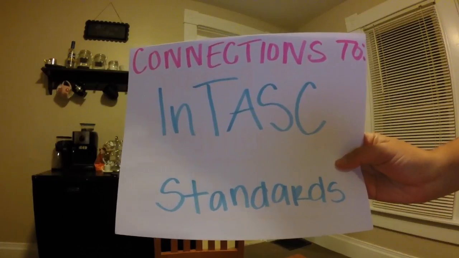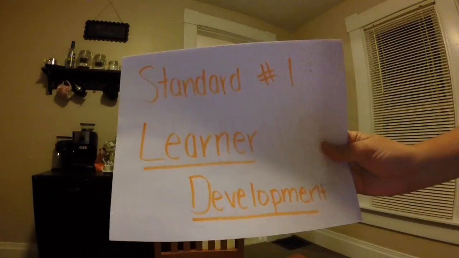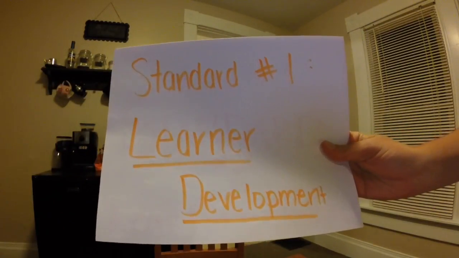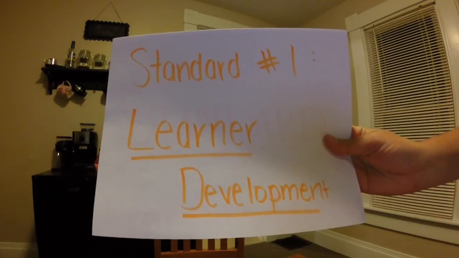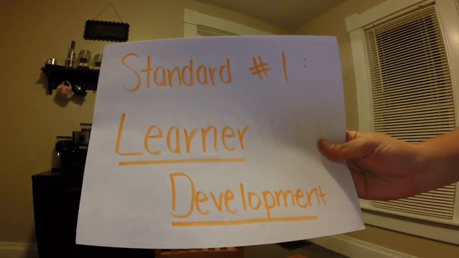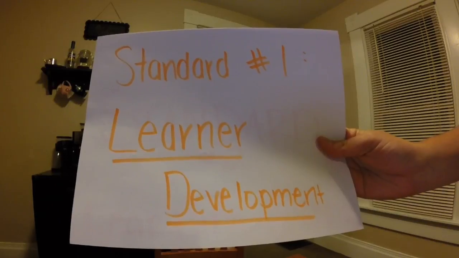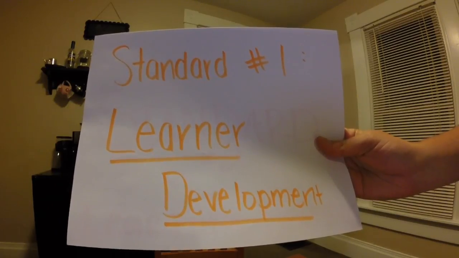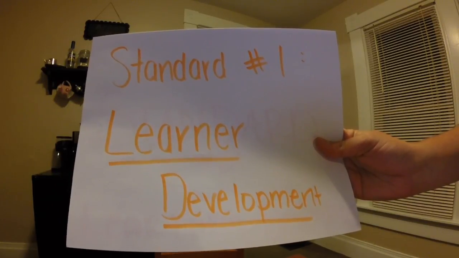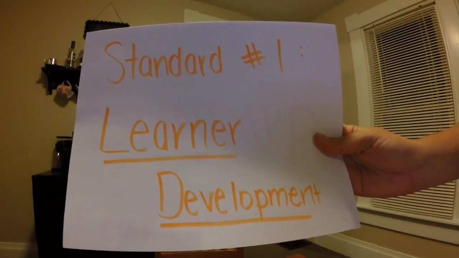Next, we have made connections to InTASC standards. The first connection we made is to standard number 1, which is learner development. This can relate highly to standard number 1 of the Ohio Teaching Standards. It states that teachers understand how learners grow and develop, recognizing that patterns of learning and development vary individually within and across the cognitive, linguistic, social, emotional, and physical areas.